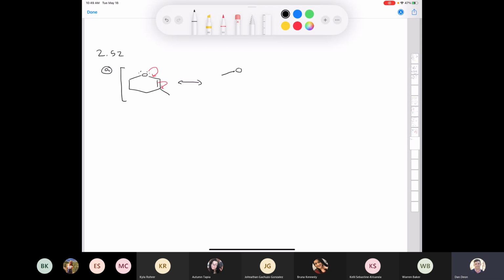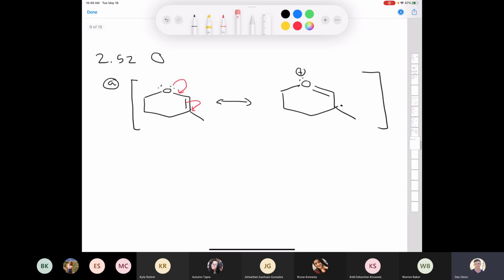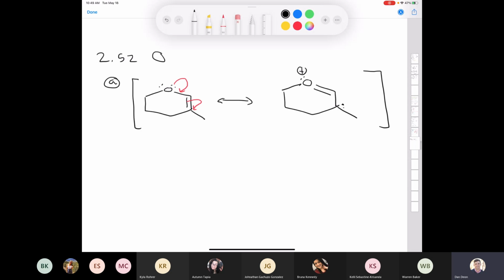It's going to look like this. So we end up with this. We have a pair of electrons over here, and we have a lone pair right here. So we started out with something that was completely neutral. Here we have a positive charge on the oxygen, and we have a negative charge. Maybe I could draw my carbocation, or my carbanion rather, a little bit better. So we have a negative charge on this carbon. All right, let's move on and take a look at B.